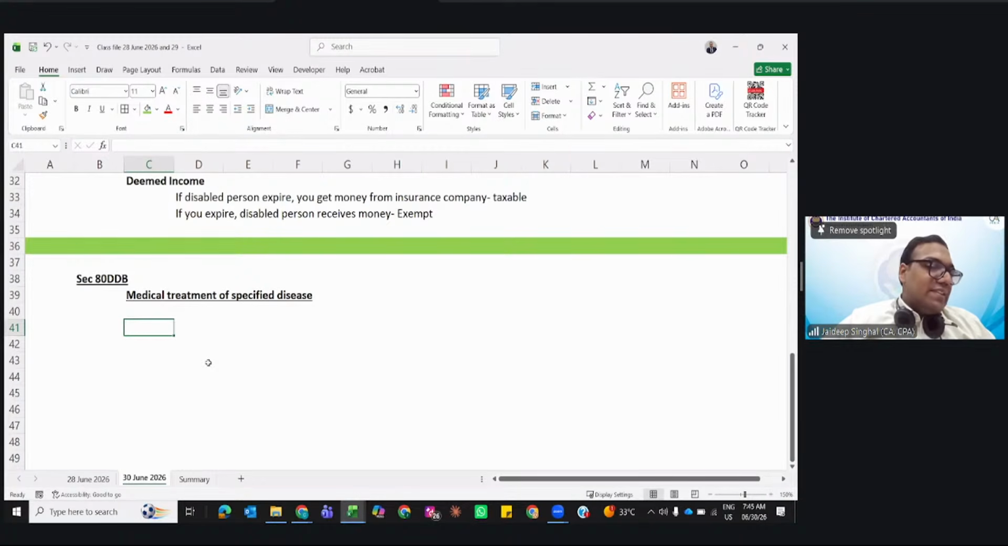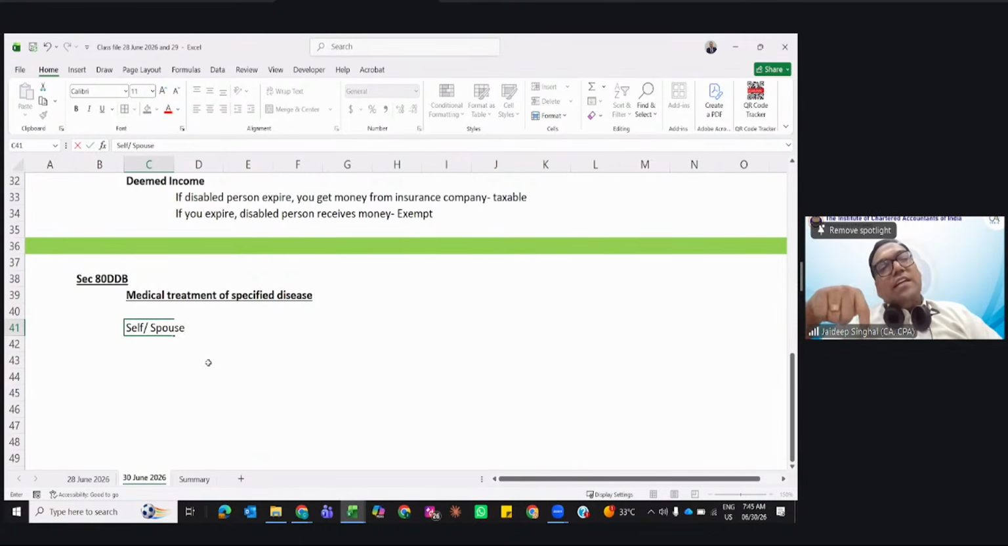Medical treatment of specified disease. Now, it is allowed for self, spouse. Here, self is also covered because it is not for ATU, right? It is not for disability. Because ideally in ATDD, self would have been covered, but there is a specific section for self, ATU. That's why it was not covered. It is for the self, spouse, child, parent, brother, or sister.